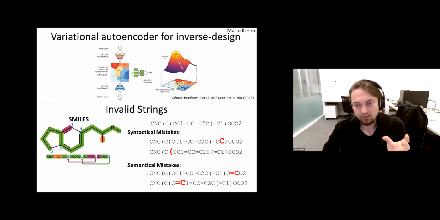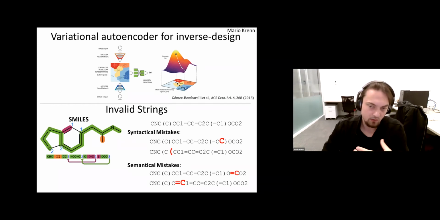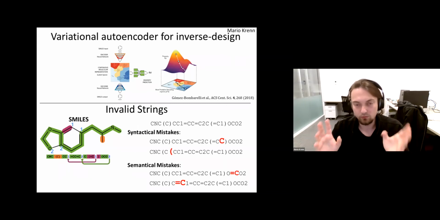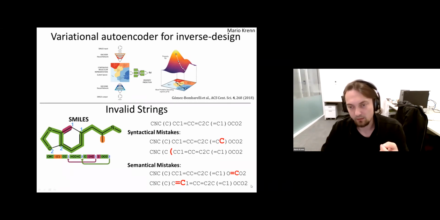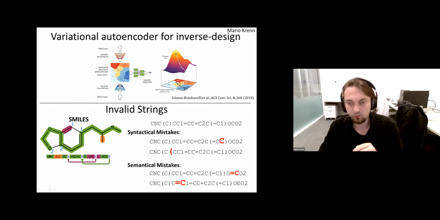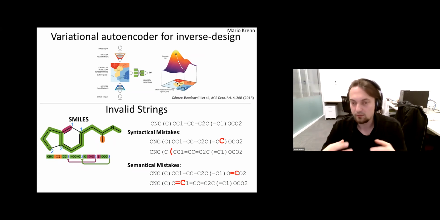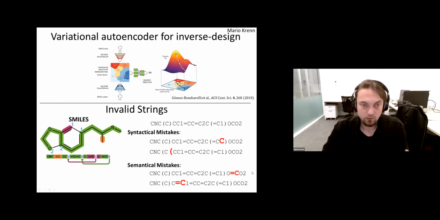Second, there can be semantic mistakes. Those are mistakes that come from constraints from the domain. For instance, in chemistry, we know that oxygen can only bond to two other atoms. That means if the string would say, bond the atom one time with this carbon and two times with this carbon, you would have 3 bonds. That doesn't make sense physically. That doesn't describe any physically realizable molecule. So here you have semantic mistakes. And those mistakes happen actually quite frequently.